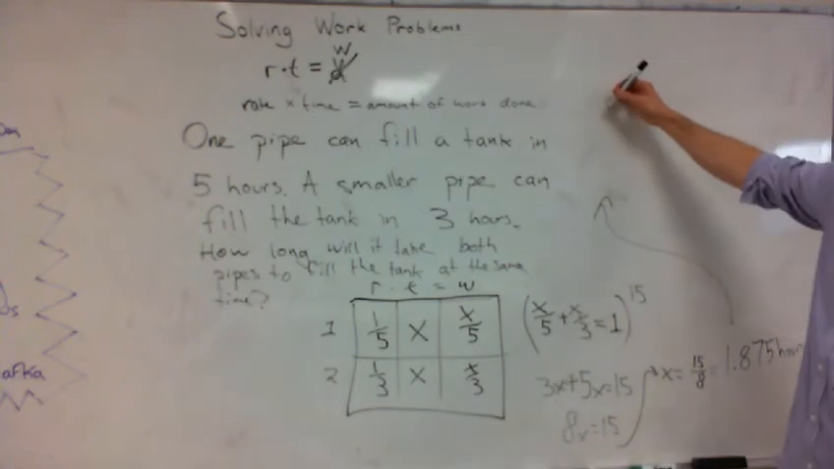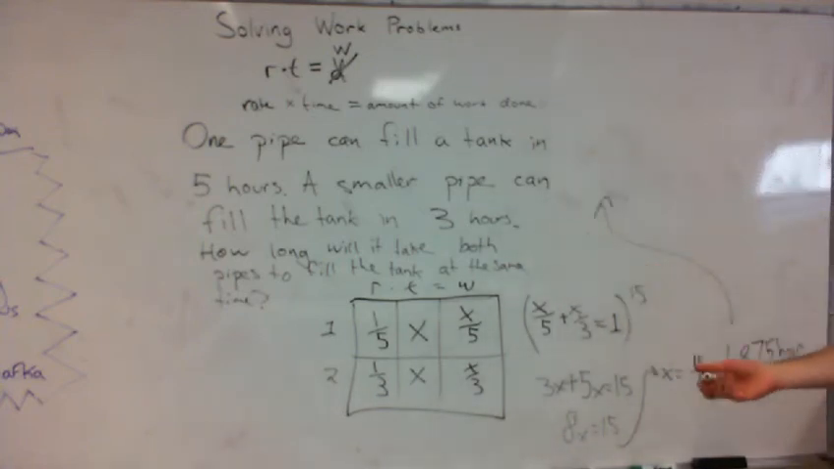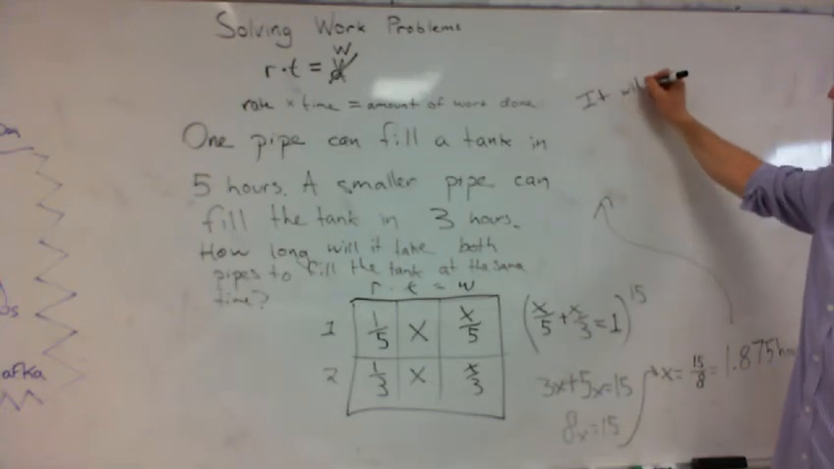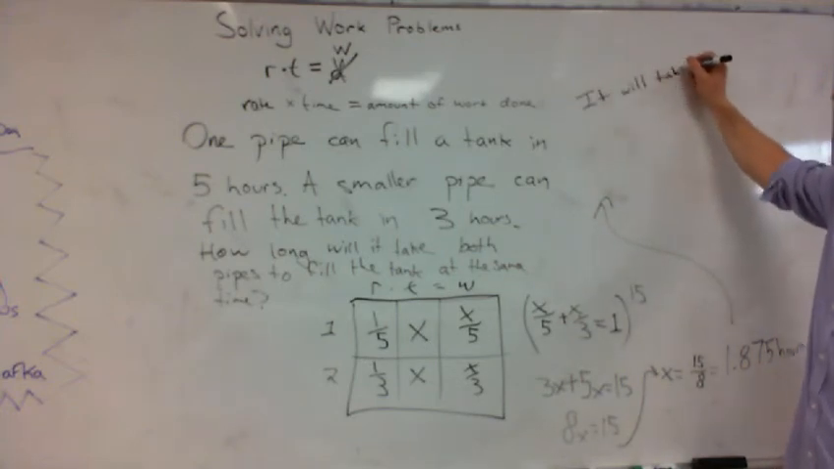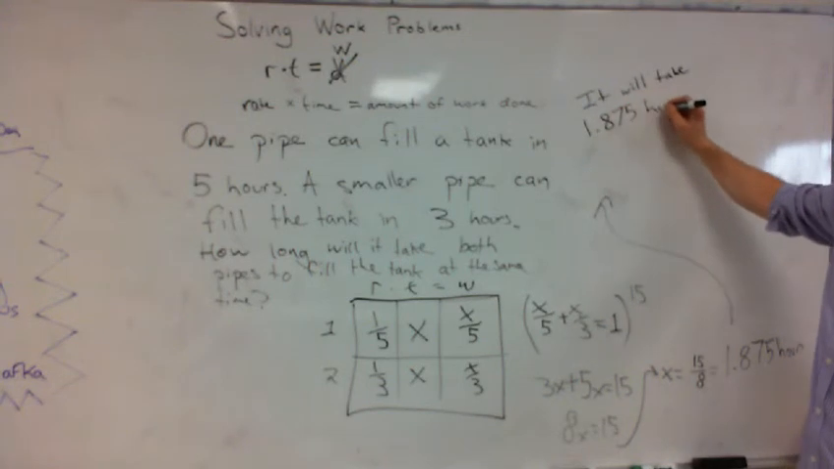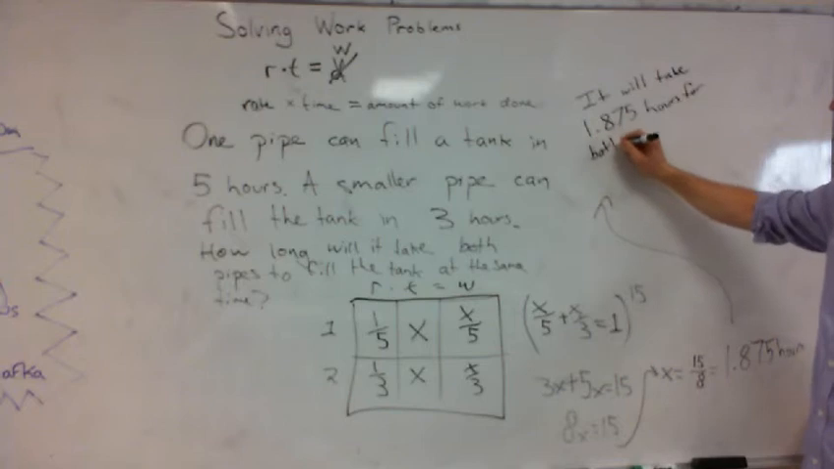One pipe can fill a tank in 5 hours. A smaller pipe can fill a tank in 3 hours. How long will it take both pipes to fill the tank? It will take 1.875 hours for both pipes.